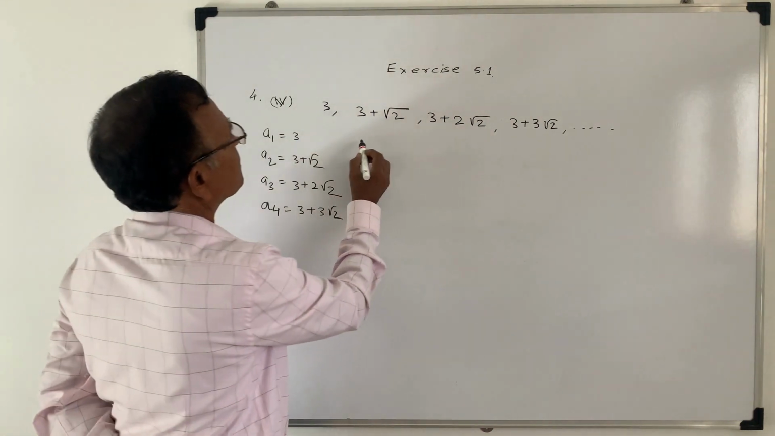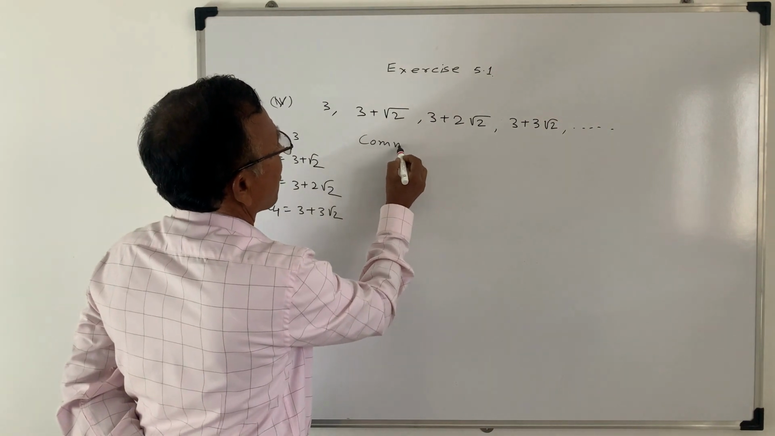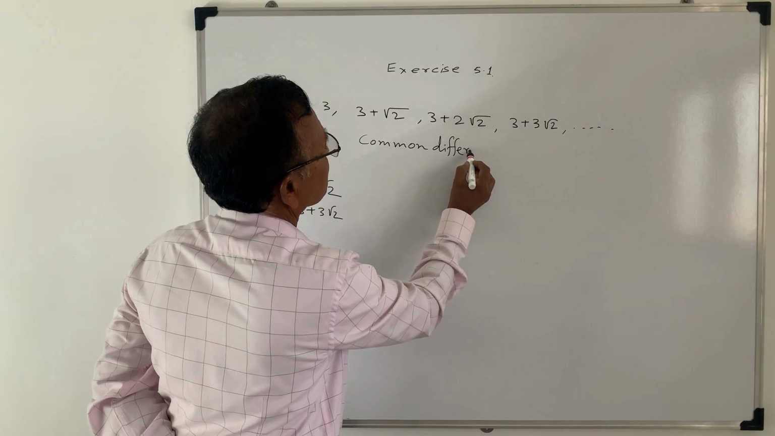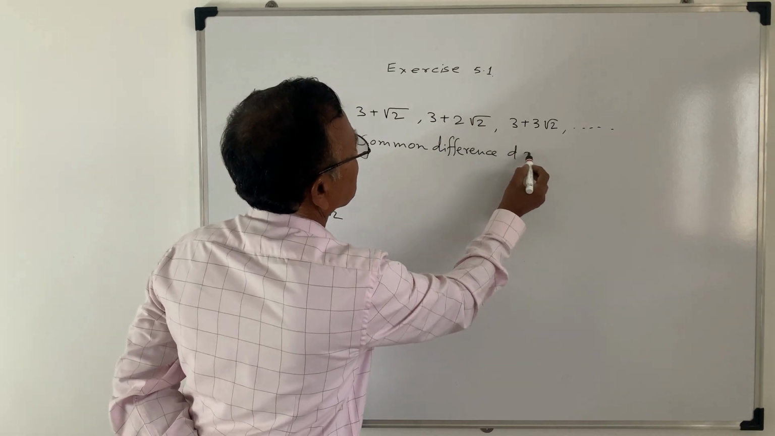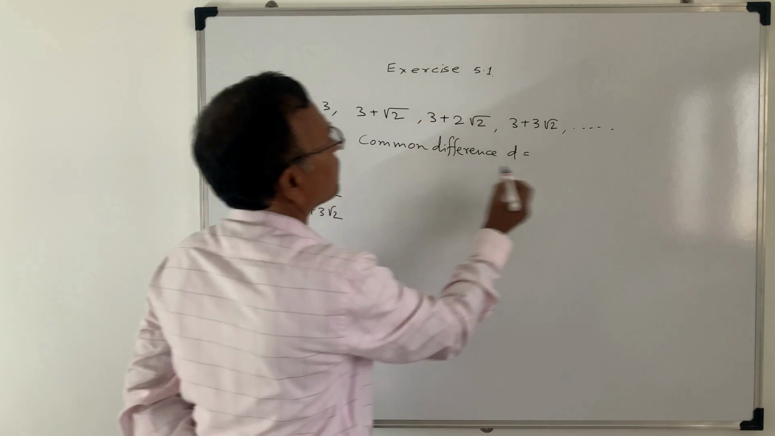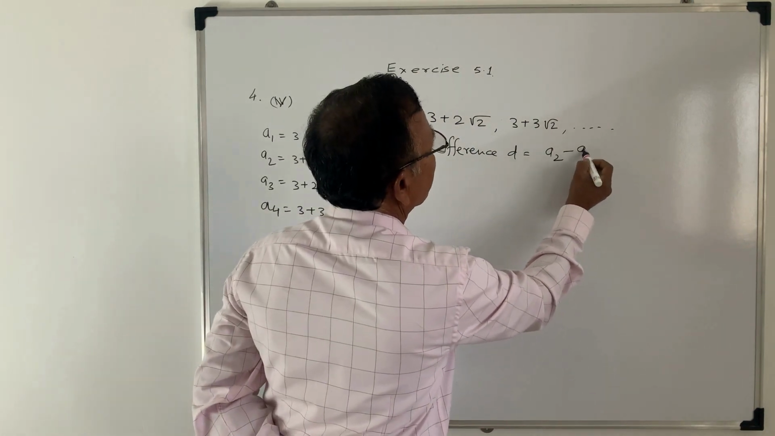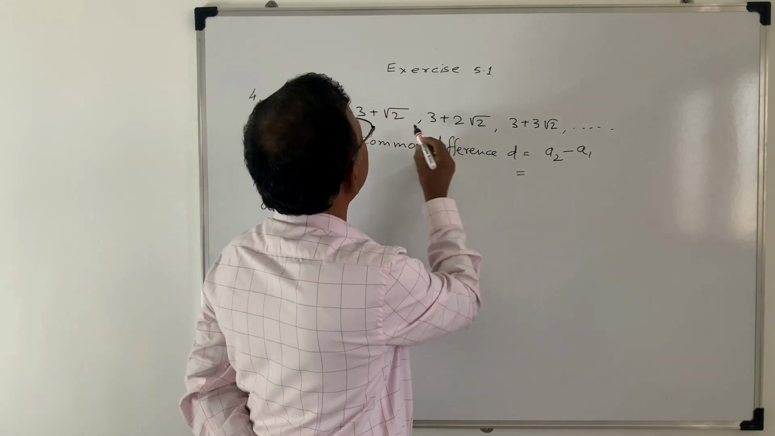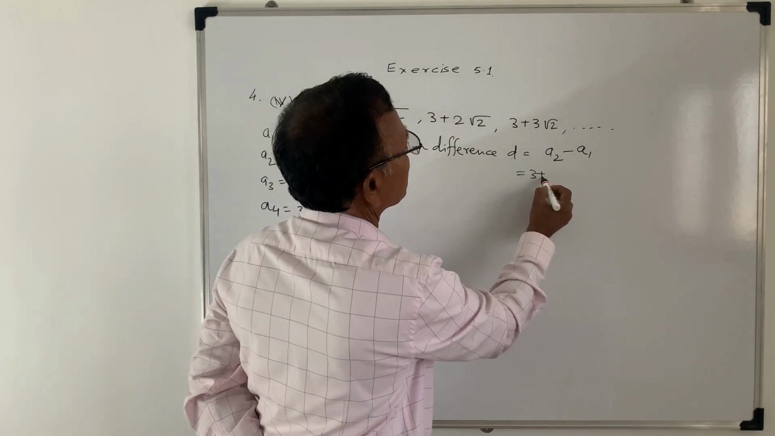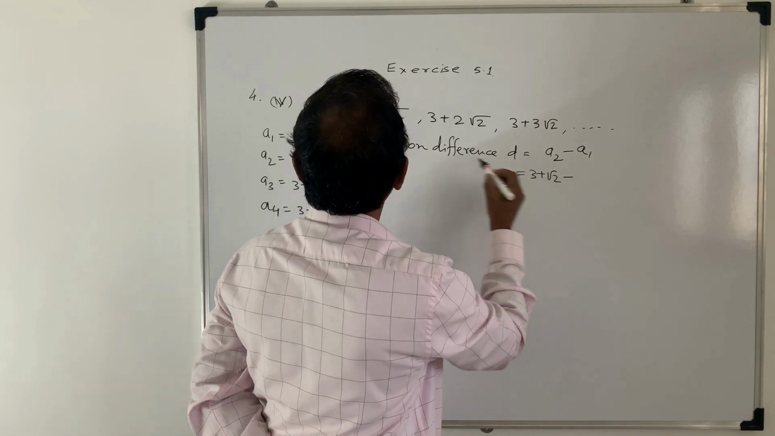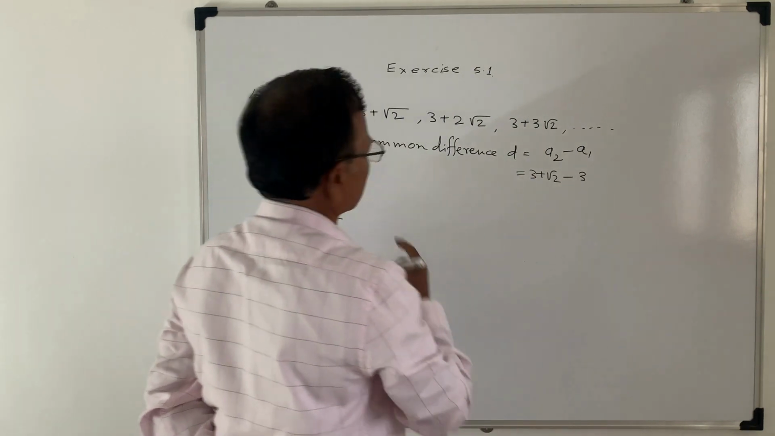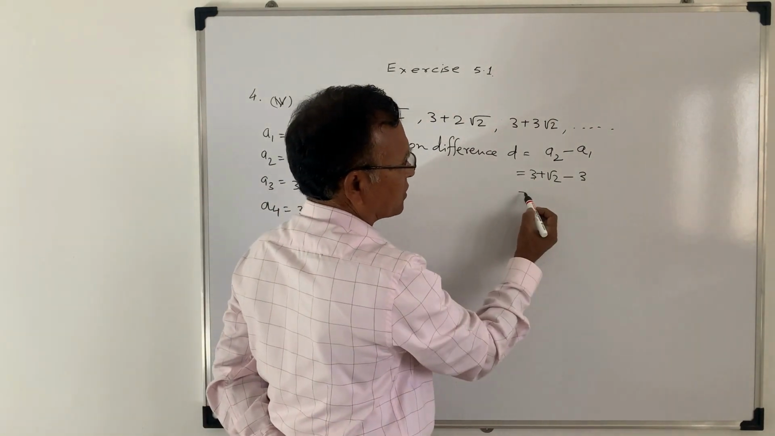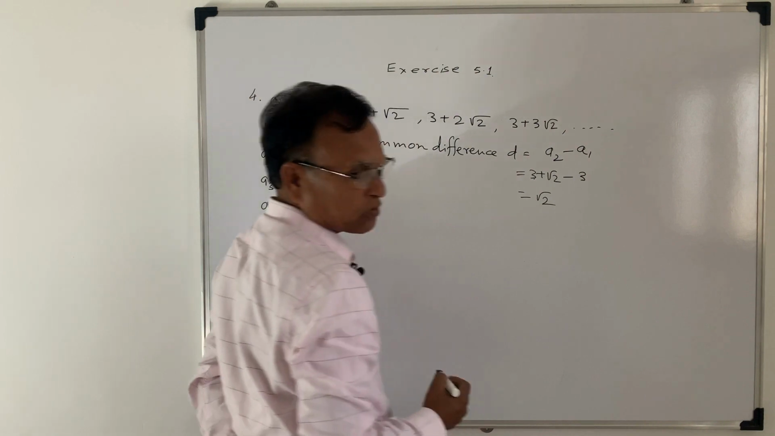Now you find the common difference. D will be equal to a2 minus a1. So that is a2, which is 3 plus root 2, minus 3. The first term is 3. So 3 minus 3 will cancel and there will be only root 2.